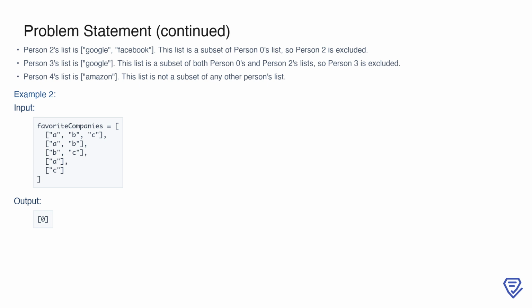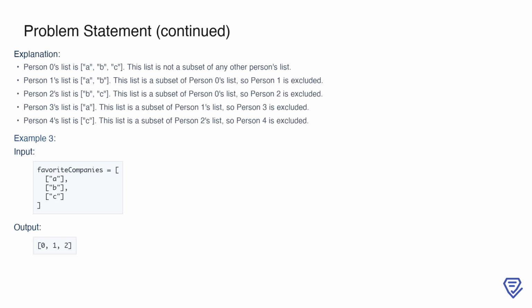For person 3, their list is Google. This list is a subset of both person 0's and person 2's lists, so person 3 is also excluded. Lastly, person 4's list is Amazon. No one else has Amazon in their list, so person 4 is included in the output. Thus, the final result for this input is 0, 1, 4.